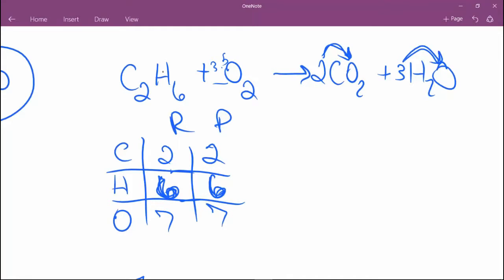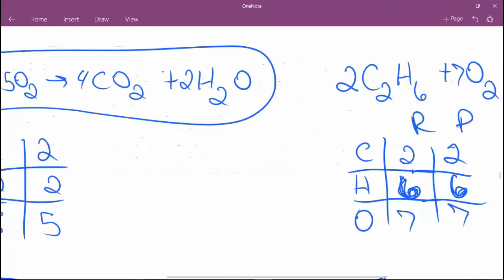So 3.5 times 2 is 7. But remember, I can't keep it as a 3.5. I have to eliminate it by multiplying everything by 2. So I have 2 of these. I have 7 of these. I have 4 carbon dioxides. And I have 6 waters. Everything still remains balanced. When you multiply it by 2, it will still remain balanced. So that's the effective way to do that.